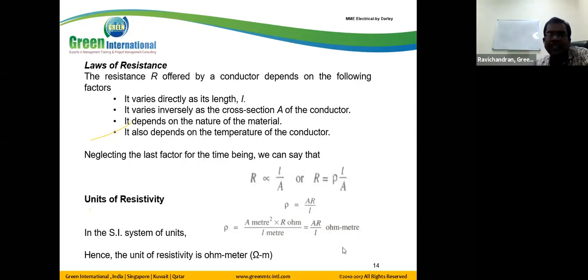So based on these definitions, R is directly proportional to L by A, or R is equal to rho L by A. R is resistance, unit ohm. Rho is resistivity, unit ohm meter. L is length in meter, and A is the area of the cross section in meter square. Depending upon the problem, we must carefully read whether the area is of a circular conductor or a square conductor. In general, we use the circular conductor.